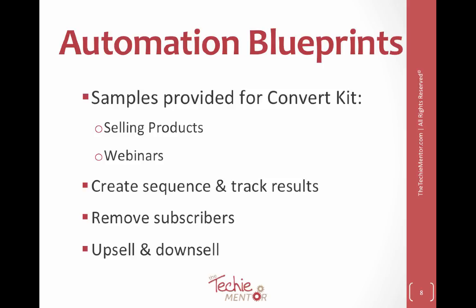That's basically what you do with automations. You create a sequence, you track the results. You remove people who don't want to be part of that sequence anymore. They've lost interest. Maybe they already purchased. And then you want to upsell and downsell. So upsell would be to upsell somebody to something more expensive, or maybe you can downsell them to something less expensive for them to become a client for the first time.